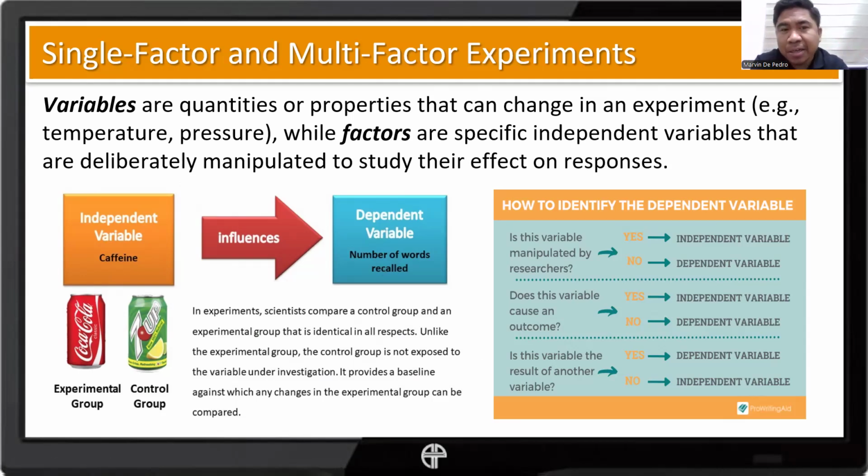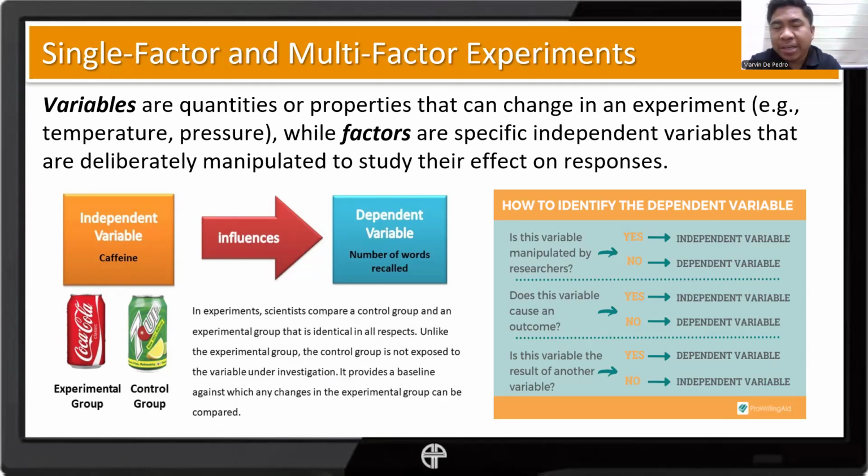In experiments, scientists compare a control group and an experimental group that is identical in all respects. But during the experiment, one of them will be varied in terms of one or more factors. Unlike the experimental group, the control group is not exposed to the variable under investigation or the factor being tested, and it provides a baseline against which any changes in the experimental group can be compared. Just consider the control group as our reference, and we'll see later if there is a significant difference between the two groups.